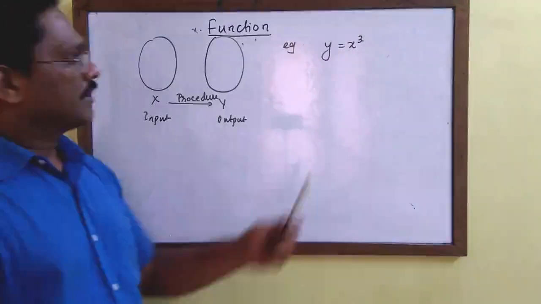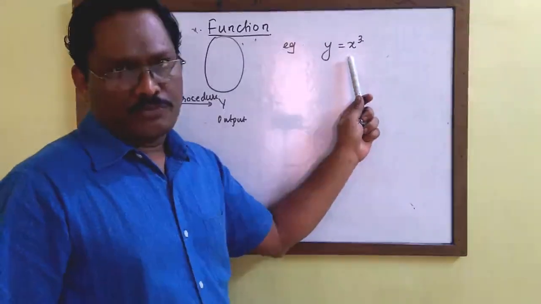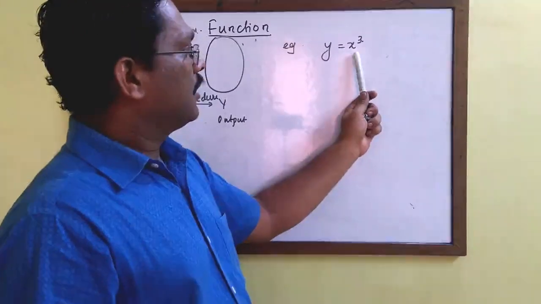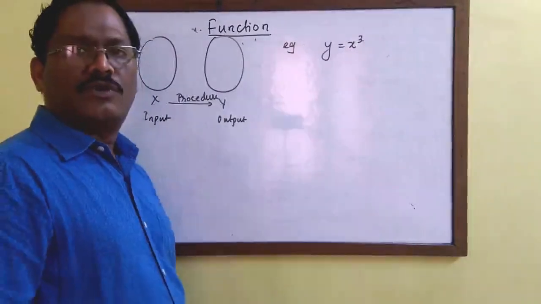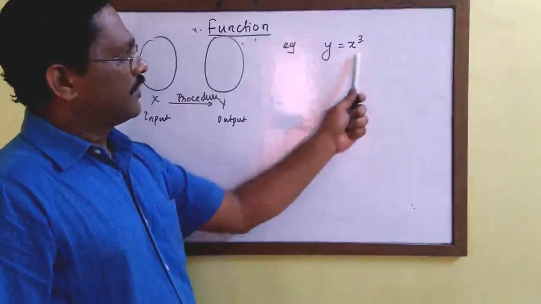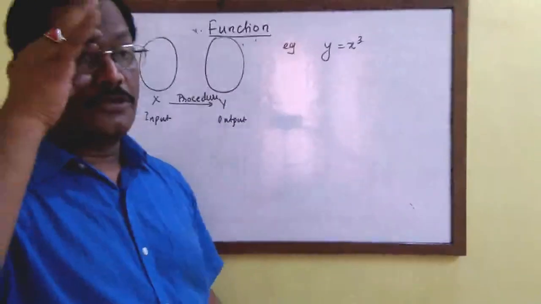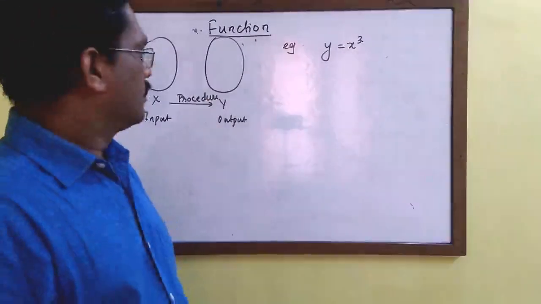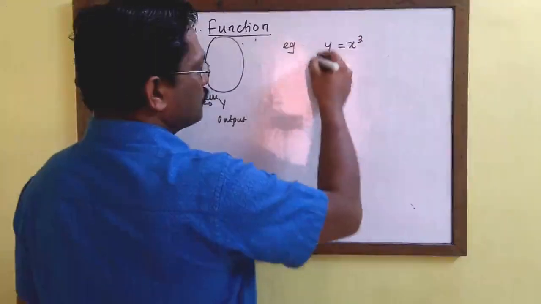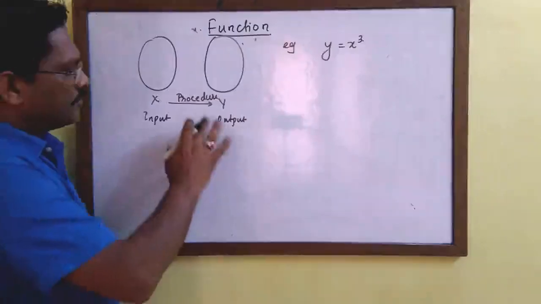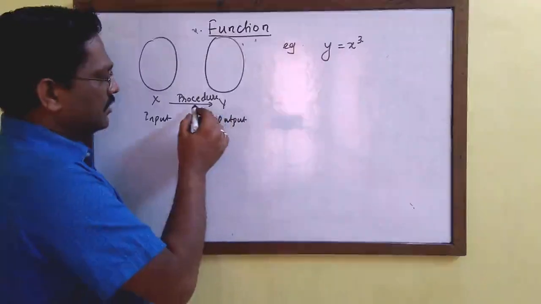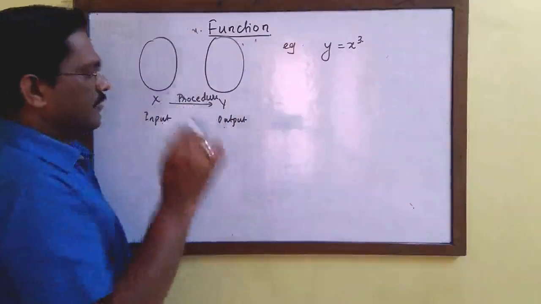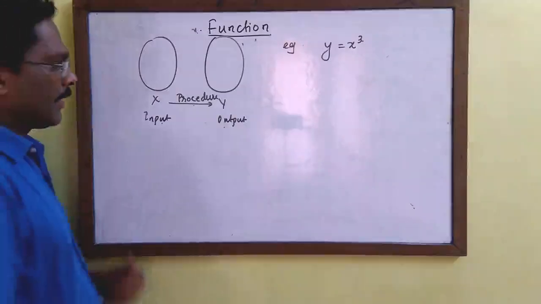Now, corresponding to the input being provided, if I provide x equal to 1 as the input, I get y equal to 1 cube, that is 1. If I put x equal to 2, I get 2 cube, that is 8. So that means you are applying a procedure here. Now my question is, how do I understand which one should come into existence first?